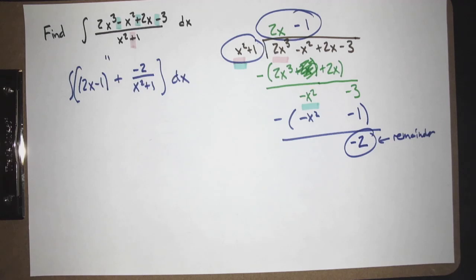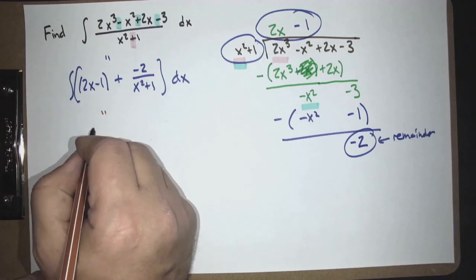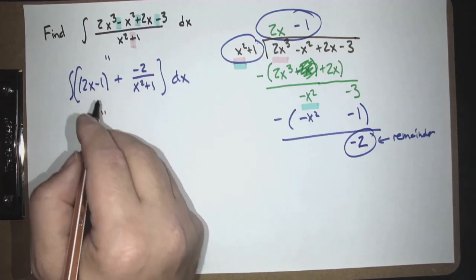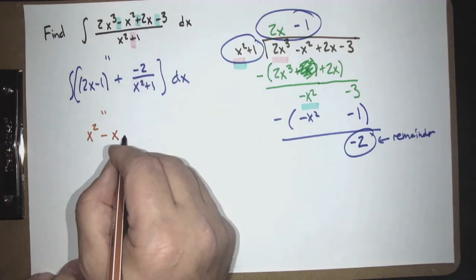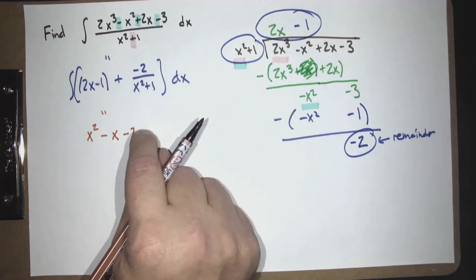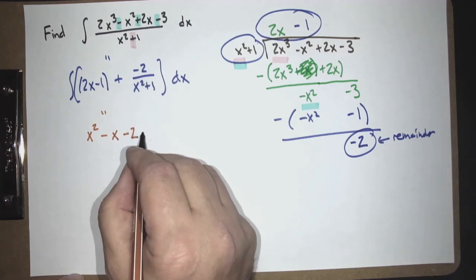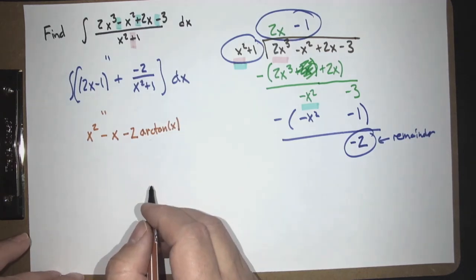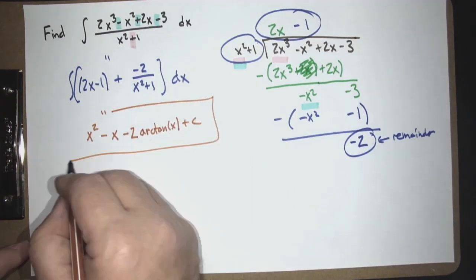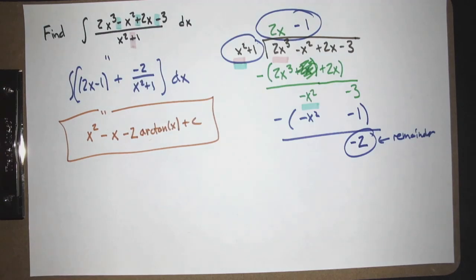Now, is this something we can integrate? We don't even have to try too hard, right? Because we have 3 pieces. The integral of 2x, do we know that one? x squared. Minus, what's the integral of 1? x. The minus 2 comes out. Constants just float in front. What's the integral of 1 over x squared plus 1? Arctangent of x. Anything else? Plus c. And we're done.